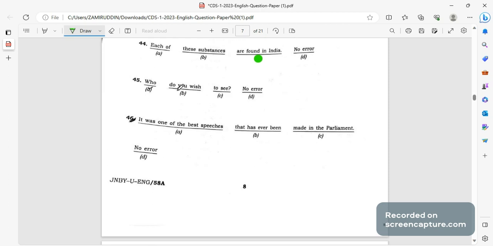Who do you wish to see? So whom will be the correct answer. Whom do you wish to see? Now 46th: it was one of the best speeches that has ever been made in the parliament.